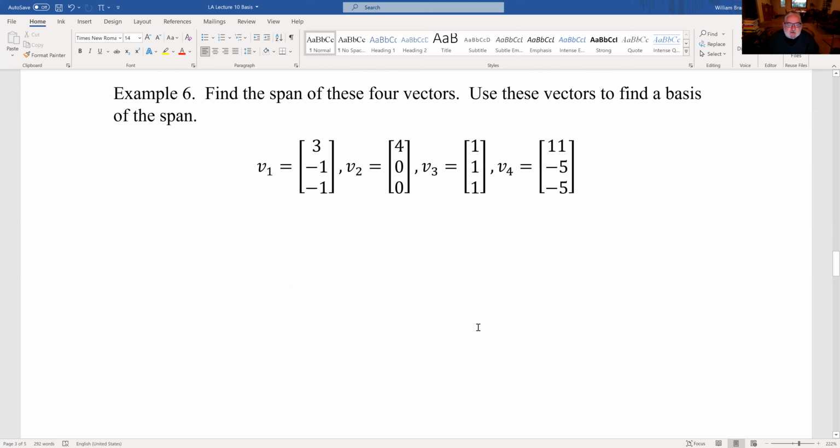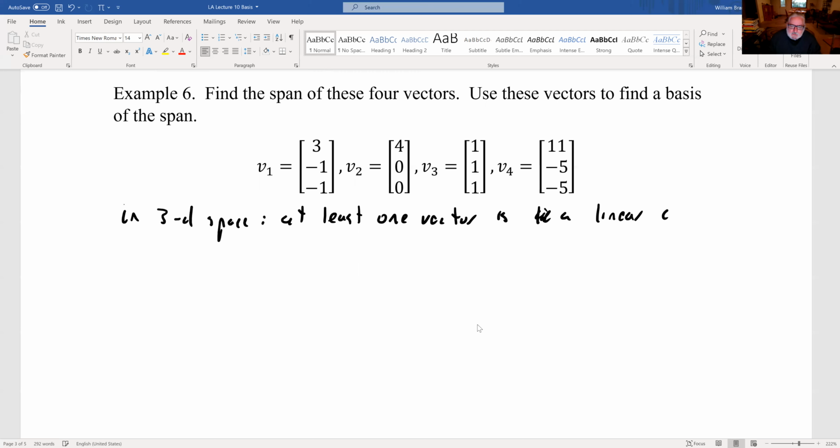So what's the span of these 4 vectors? So we're in 3-dimensional space because our vectors only have 3 components. Right? At least one of them is a linear combination of the others. And why do we know that? We know that because I've got 4 vectors, 1, 2, 3, 4, but only 3 entries in each vector. And so that means I'll have a parameter if I try to check them out.